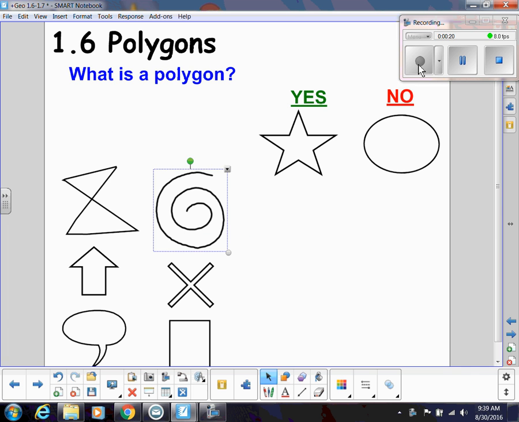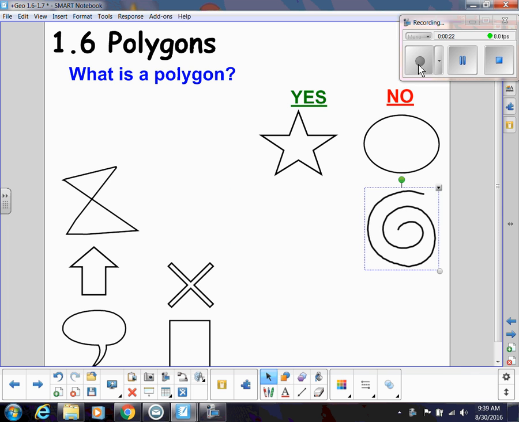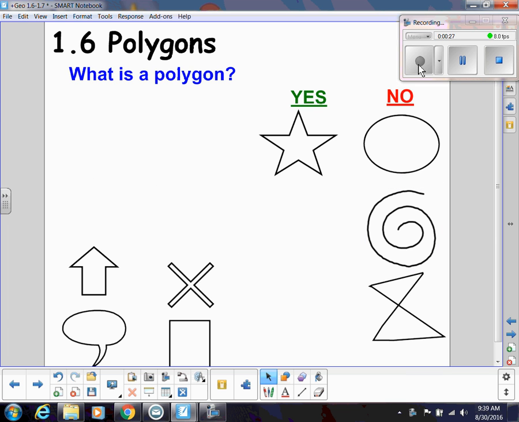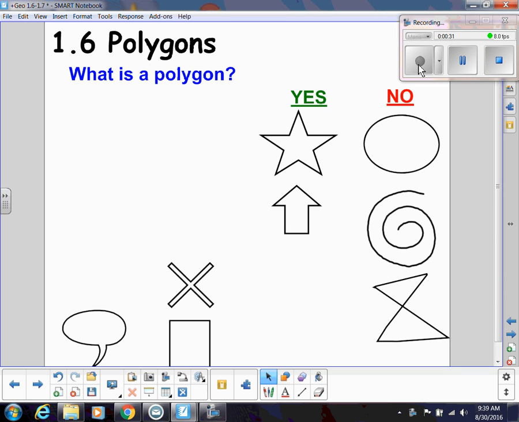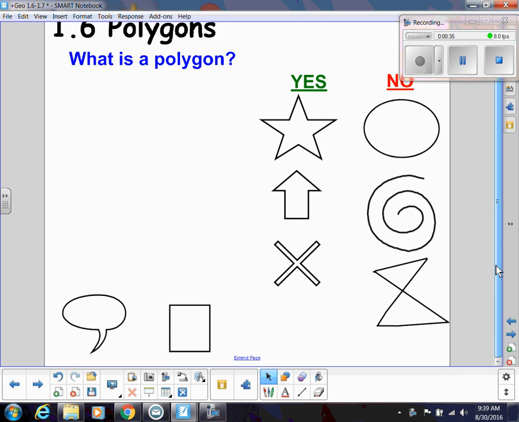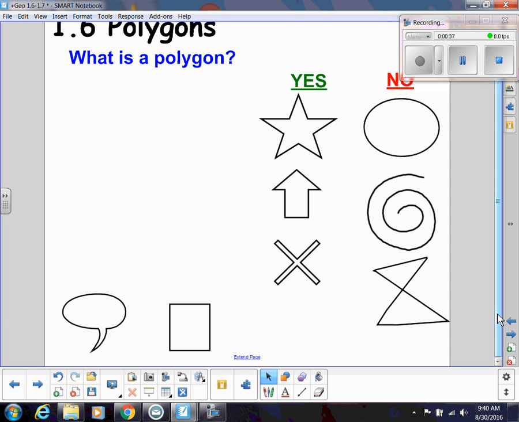This spiral would not be. This, I don't know what that looks like. Looks like a time thing. Arrow, that would be a polygon. This X would be a polygon. Square would be a polygon. I can't grab it. And then the word bubble would not be a polygon.